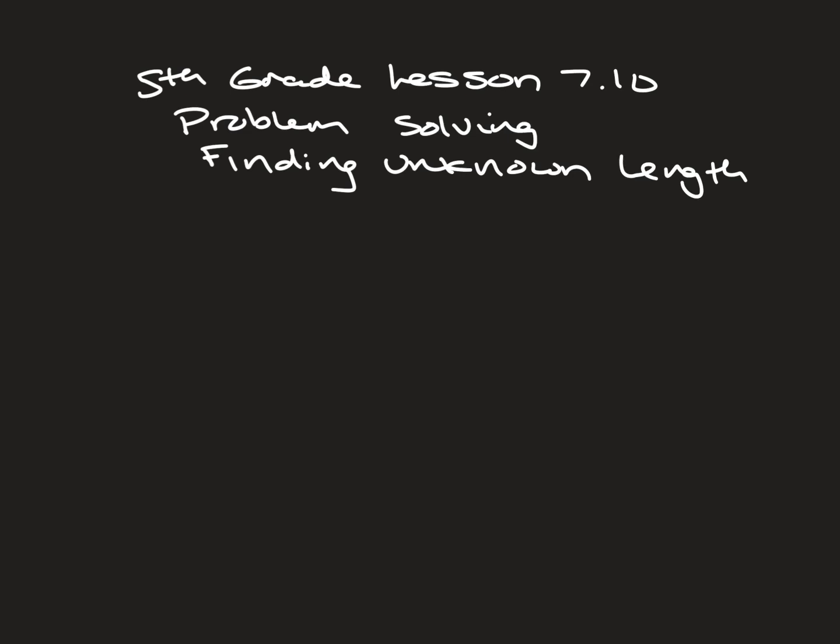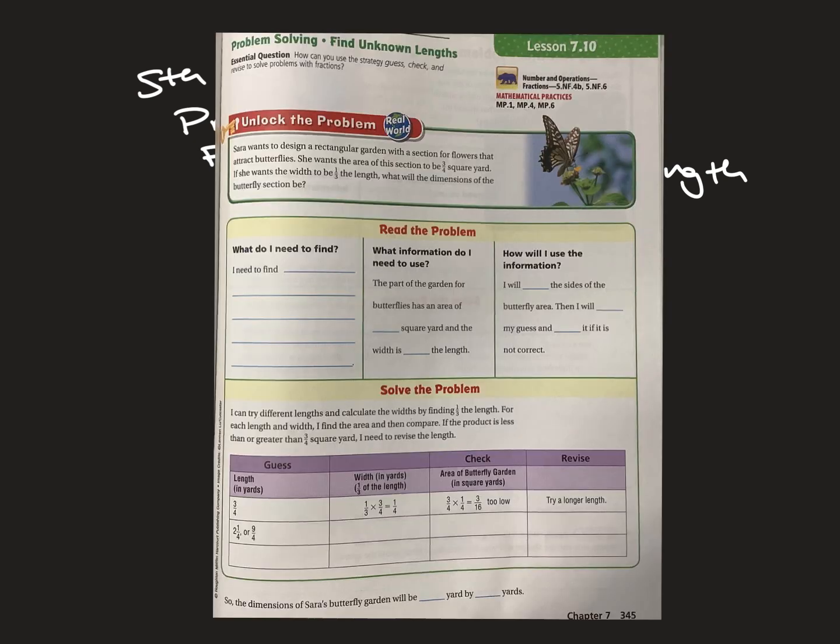Fifth grade lesson 7.10 is problem solving, finding an unknown length and dealing with fractions and using your calculations. Eventually you learn all these formulas for solving these, so you don't have to guess. But if you don't have those yet, guessing is a mechanism for getting to some of those answers. So let's take a quick look at this.